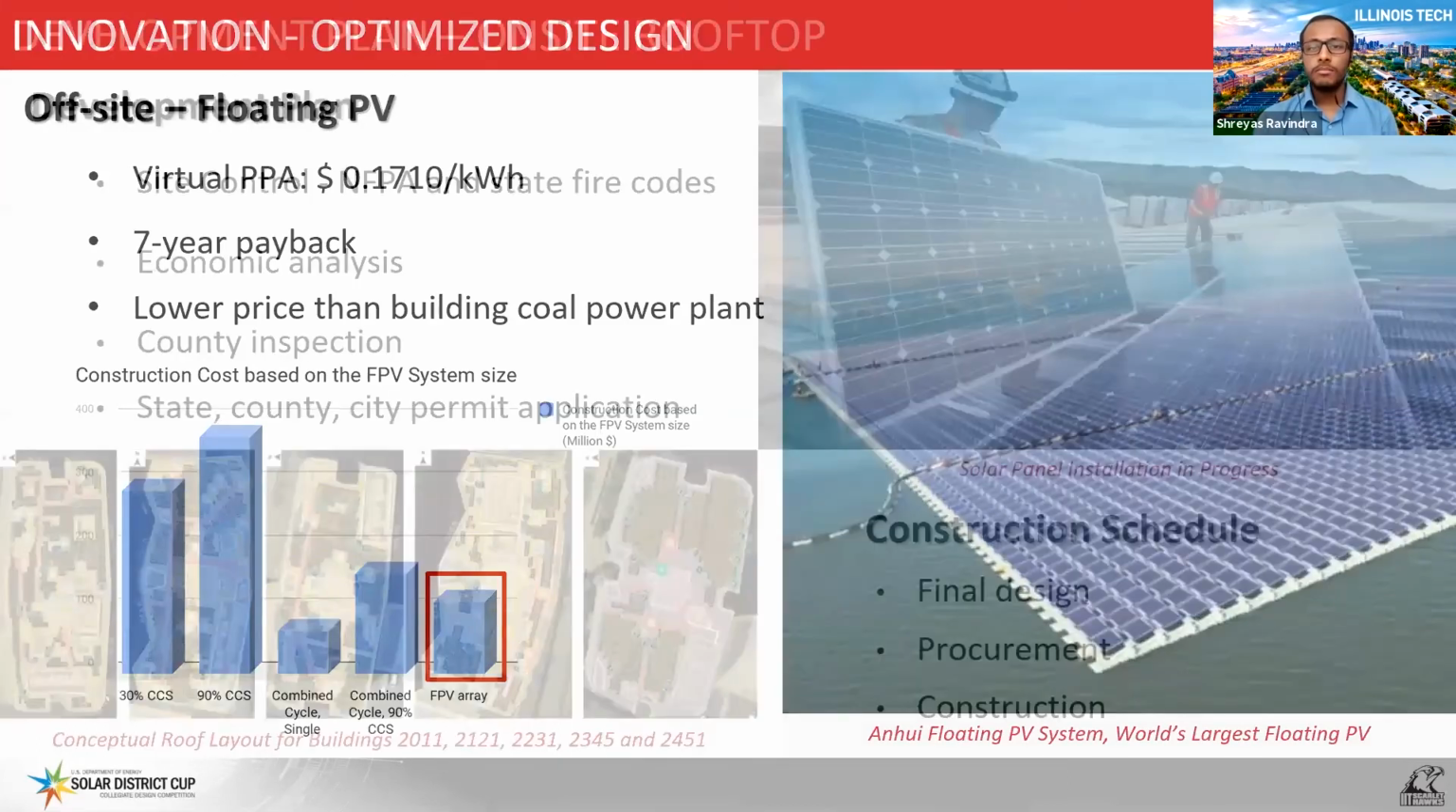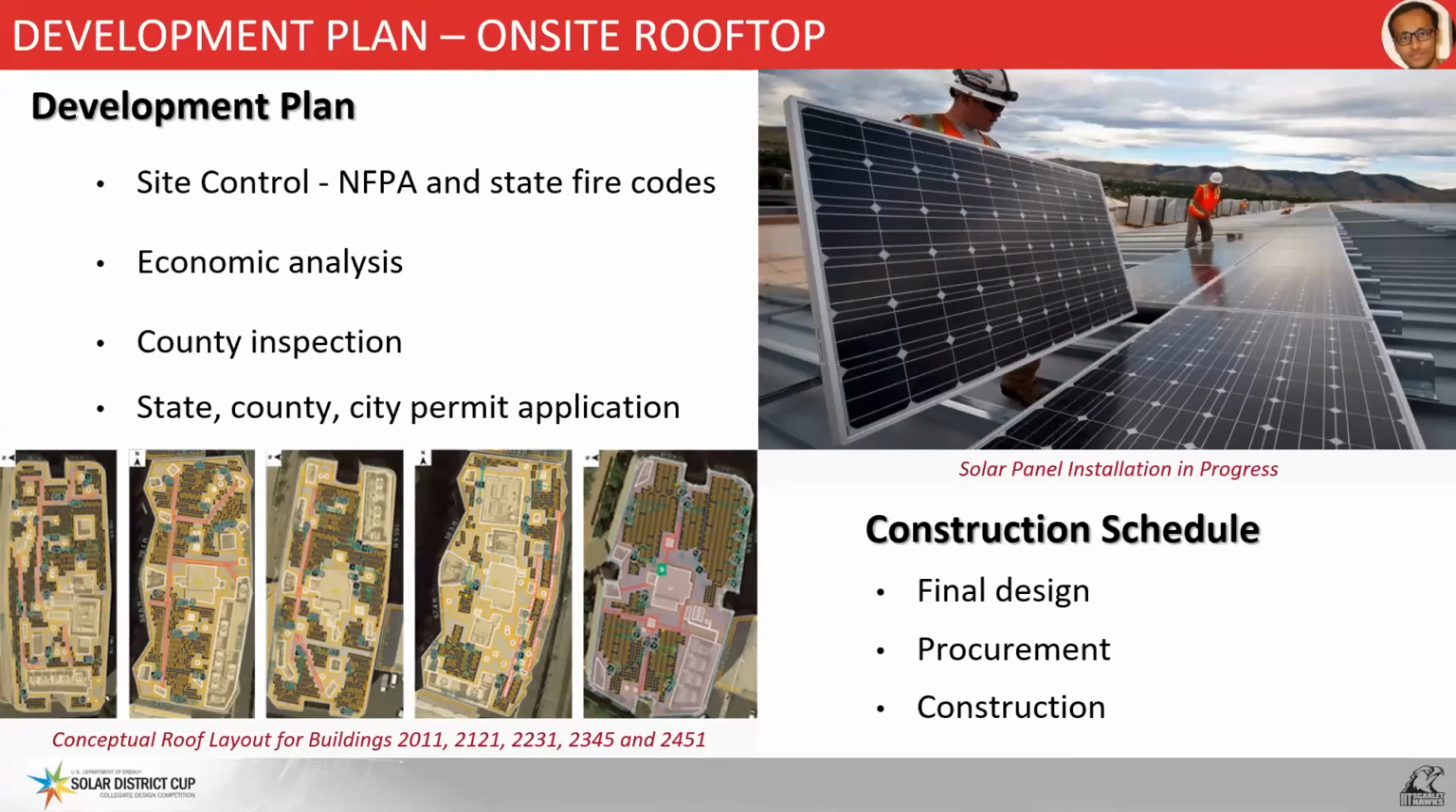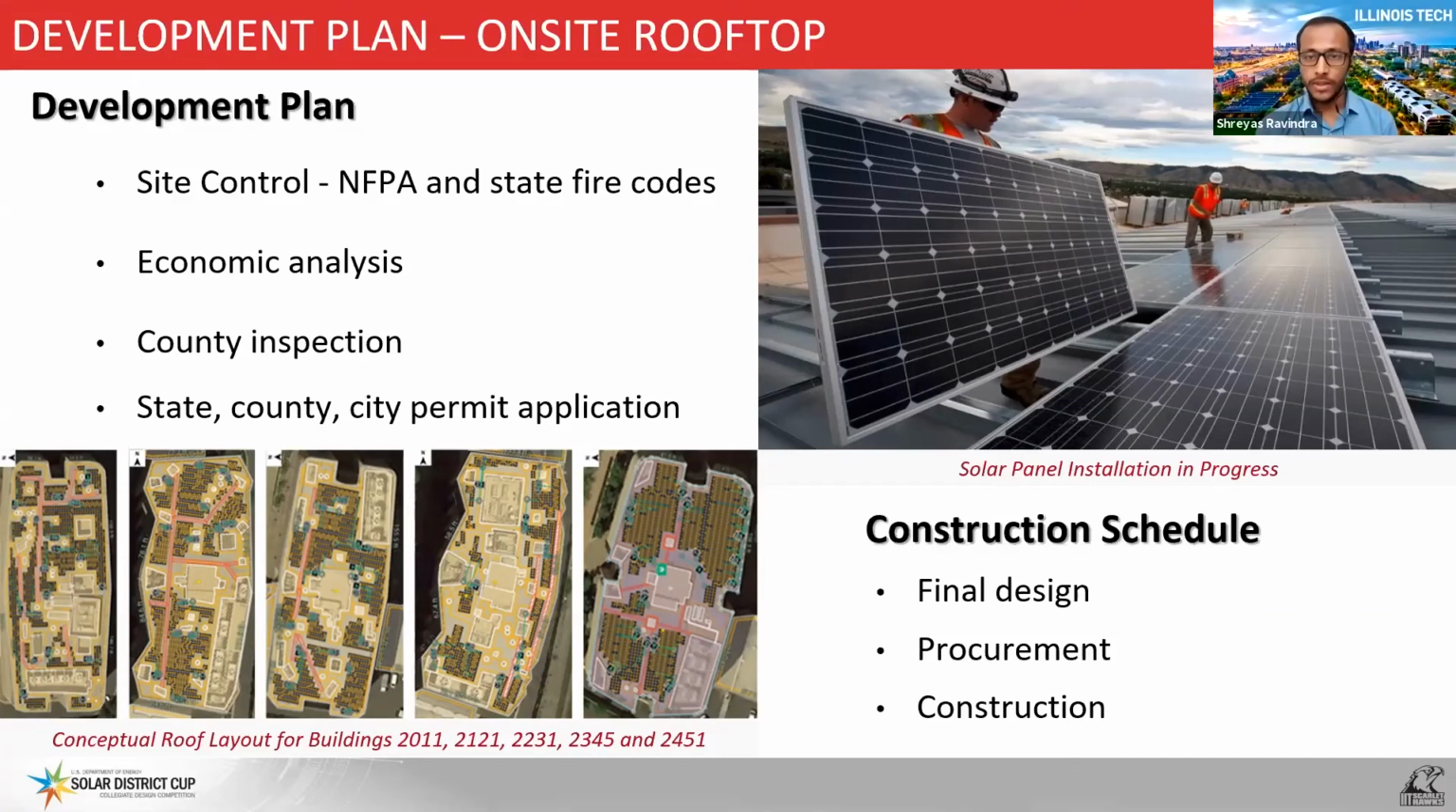Our rooftop development plan is divided into 6 phases, which describe site control, economic analysis meeting the state, city, and county fire code standards, county inspection, and permit process. The construction schedule is done in 3 phases: finalizing the design, procurement of equipment, and construction. We consider buildings as one for planning and construction purposes to cut down on cost and time of procurement and the permitting process, and to make the assignment of responsibilities easy.